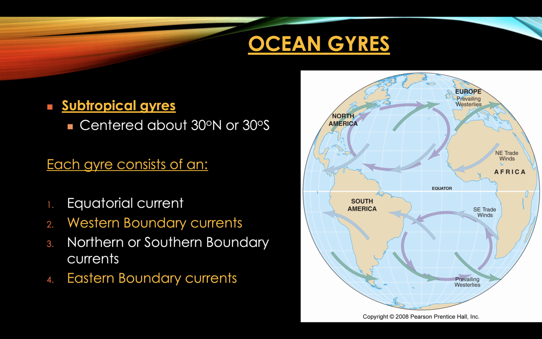So each gyre, each subtropical gyre, is centered at about 30 degrees north or 30 degrees south. And you can think about them as being similar to squares in that each gyre has 4 sides. Right? So it's a circular shape, but a gyre has 4 different sides. So each gyre will have an equatorial current, a western boundary current, a northern or southern boundary current, and an eastern boundary current.